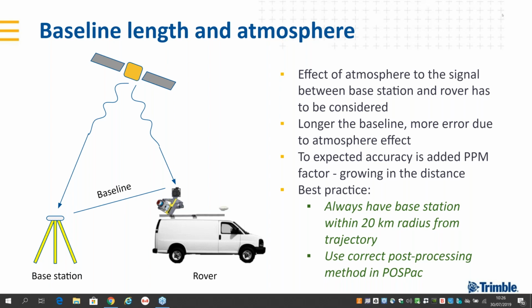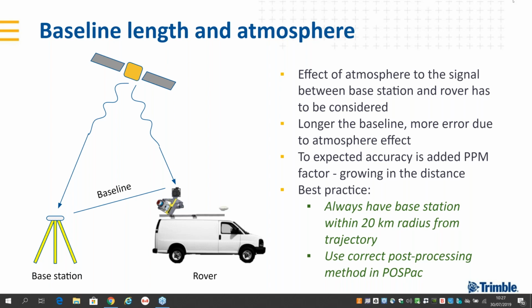We have something called ppm factor, which is added to the expected accuracy. This means that the accuracy will grow with the distance by a certain value. The best practice here: always have a base station within a 20 kilometer radius from your trajectory. This means that Applanix, the manufacturer of this system, has calculated that inside a 20 kilometer radius, the difference between the atmospheric conditions between the base station and the rover is not too big. So we can have a base station 20 kilometers away.